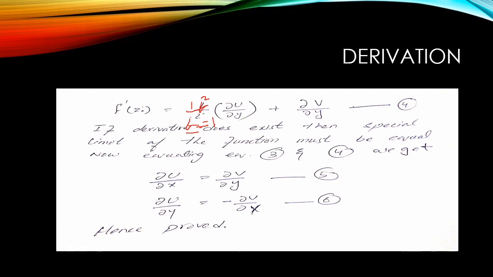When we keep those two equations equal, we get ∂u/∂x is equal to ∂v/∂y, and ∂u/∂y is equal to minus ∂v/∂x. This minus sign is introduced from this equation. Hence, this statement is proved, that is the Cauchy-Riemann equation. It says that the derivatives of the real and imaginary parts are equal; they have a relationship between them.